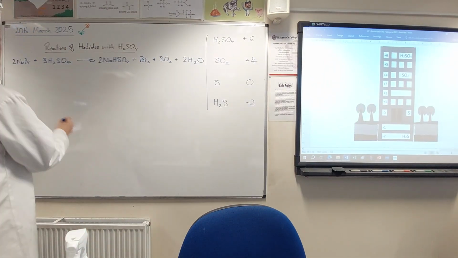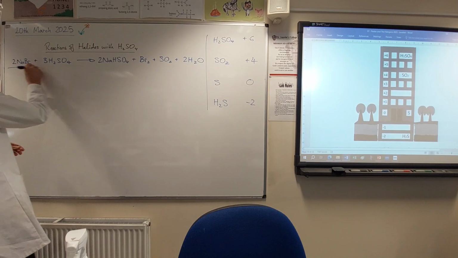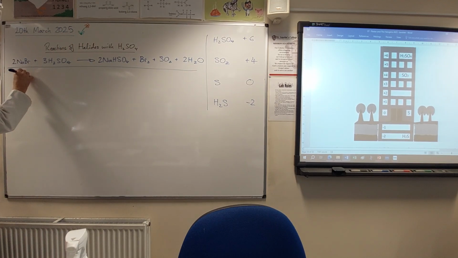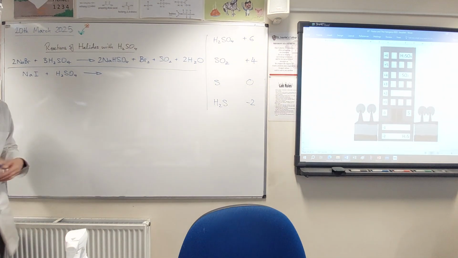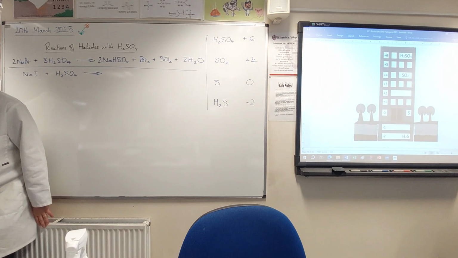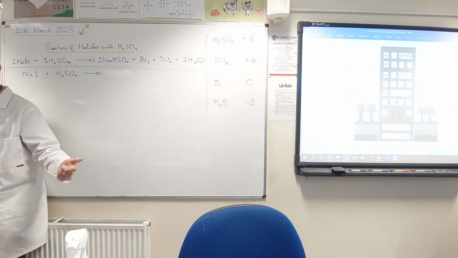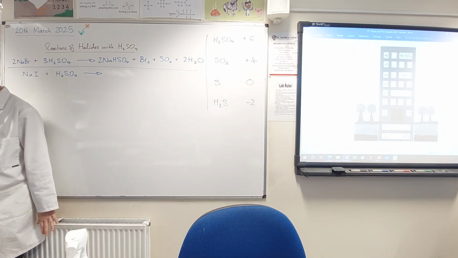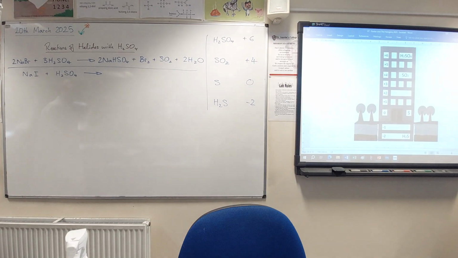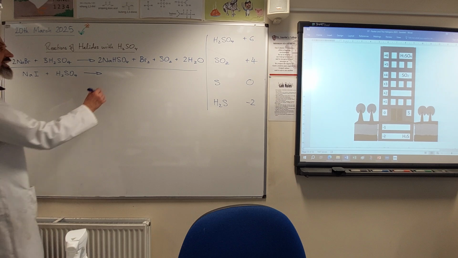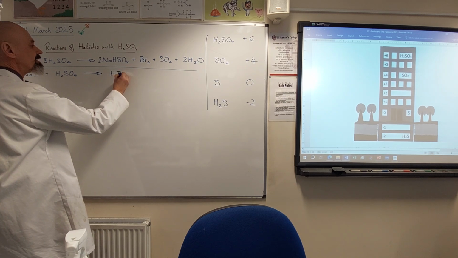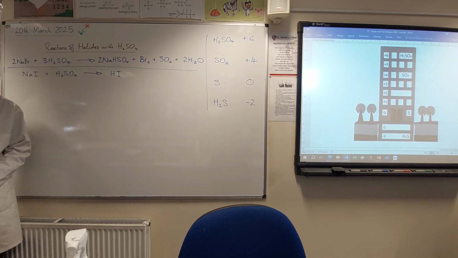Right, iodide. So, sodium iodide reacts with the H2SO4 in the same way as the first reaction for NaCl and NaBr. So can you write the equation for that reaction first? Thanks. So we'll be making HI as our product.